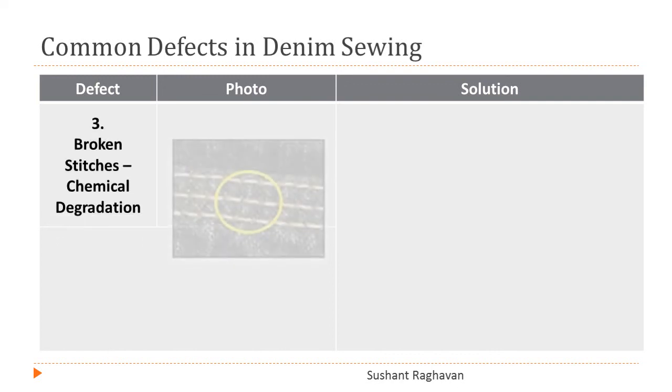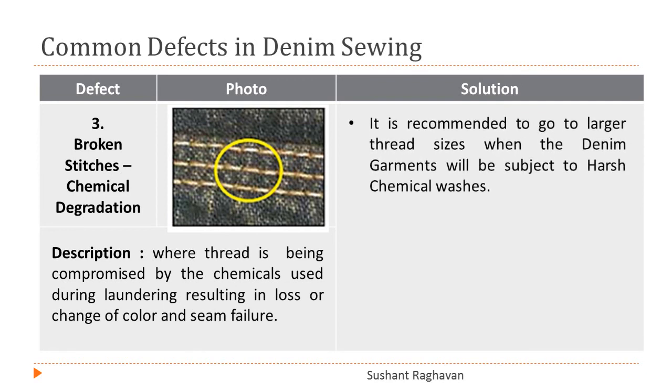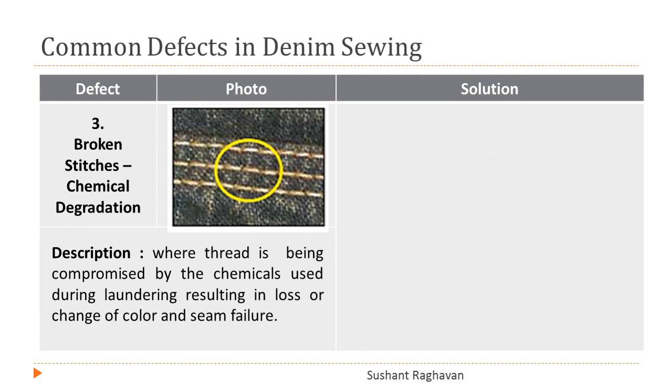Broken stitches due to chemical degradation. Description: where thread is being compromised by the chemicals used during laundering, resulting in loss or change of color and seam failure. It is recommended to go to larger thread sizes when the denim garments will be subject to harsh chemical washes. To achieve the best laundering results, make sure that the water temperatures and pH levels are correct and that the proper amounts and sequence of chemical dispersion are within guidelines.